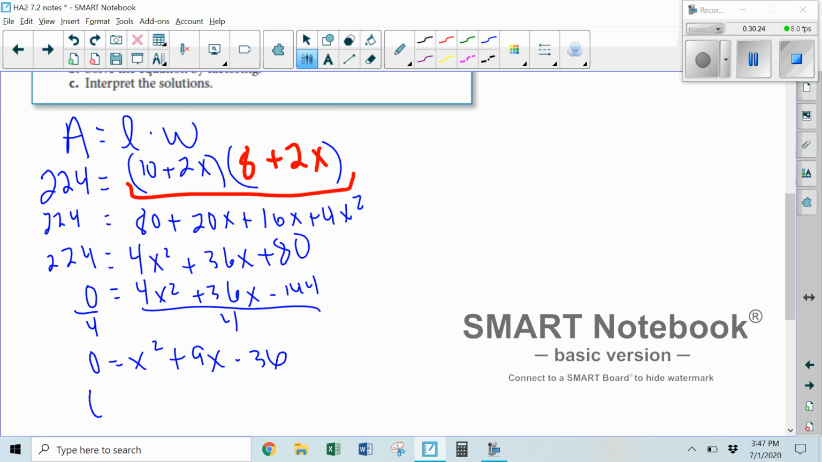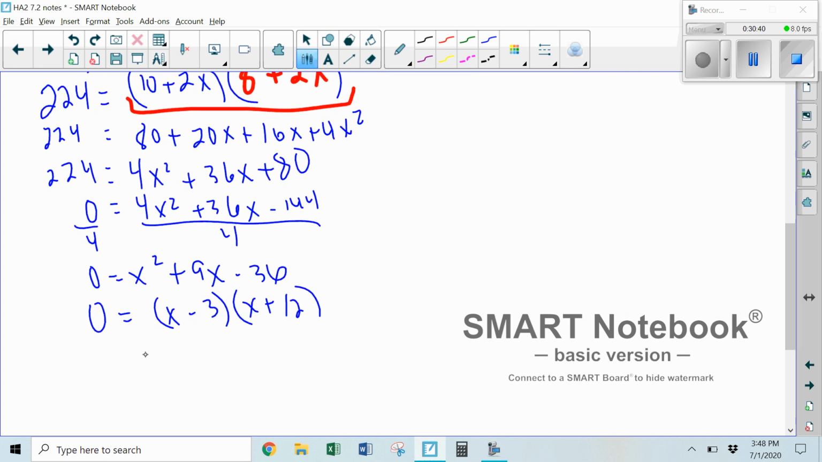Now I have a much smaller problem to factor. So things that multiply to 36 and add to 9 would be 12 and 3. 12 is positive, 3 is negative. Set each piece equal to 0, I get 3 and negative 12.